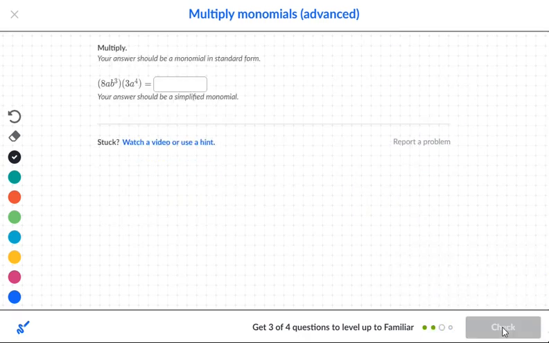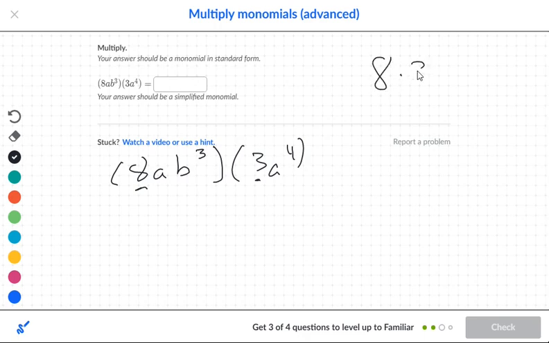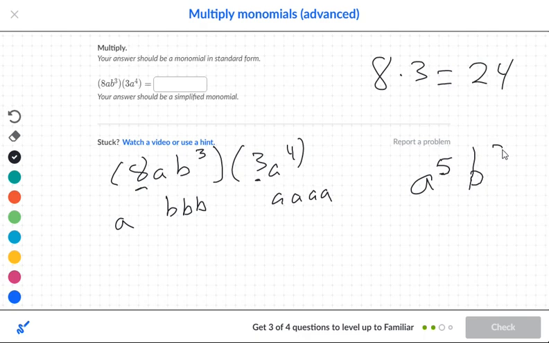Okay, next question. What we want to do is bring these together. So it's not finding any letters. It's just regular multiplication here. So we're going to say parentheses 8ab to the third, then parentheses 3a to the fourth. So we want to multiply the numbers first. Take 8 times 3. Well, 8 times 3 is 24. Now we have 1a and we have 3 b's. Over here you have 4 a's. So let's count the a's up. 1, 2, 3, 4, 5. So we have 5 a's, a to the fifth. There is no change to the b's because there's no other b's over here. So we still have b to the third.